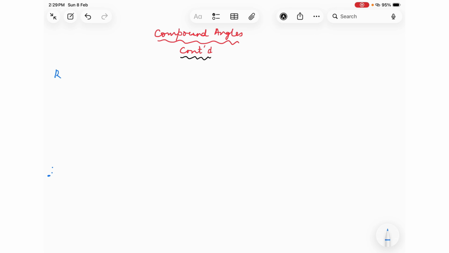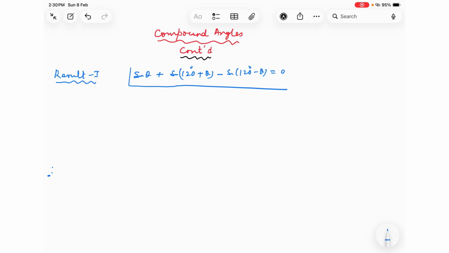Now, this first result, which is very important, is sine theta plus sine (120 plus theta) minus sine (120 minus theta) is always equal to 0. Very important result. Sine theta plus sine (120 plus theta) minus sine (120 minus theta) is always equal to 0.